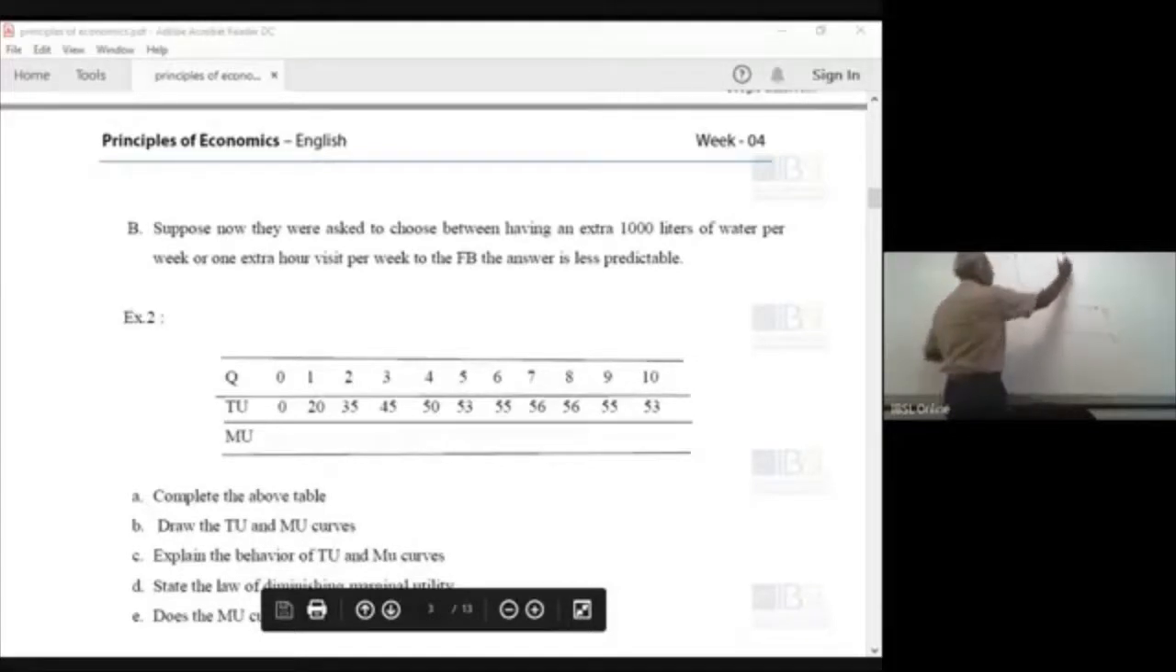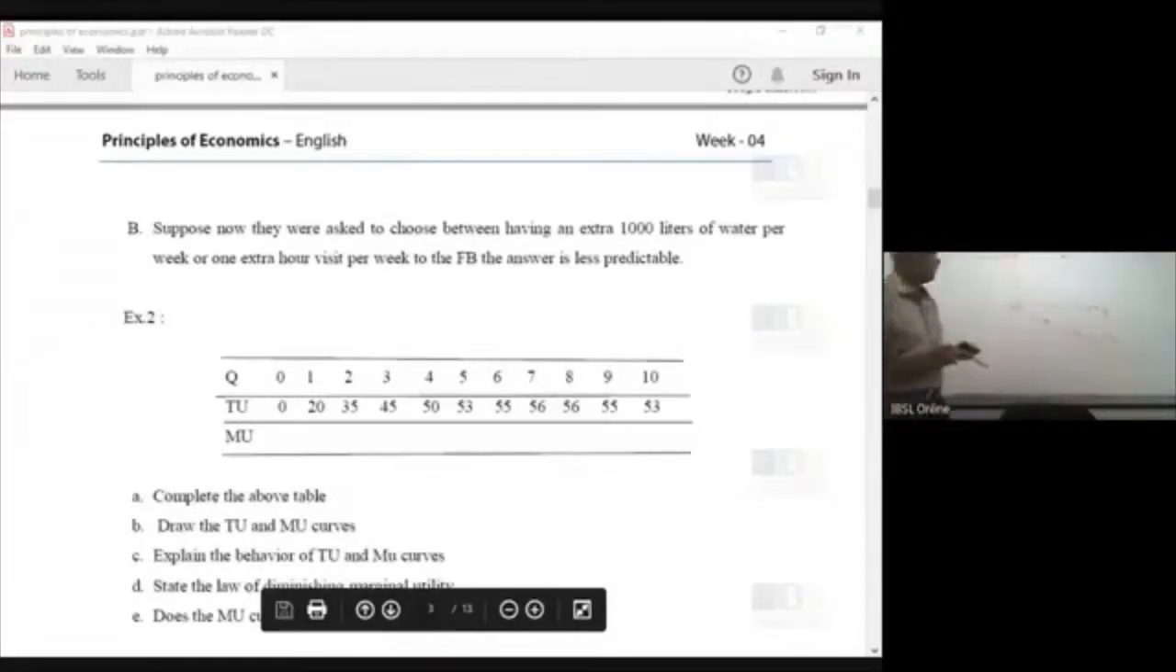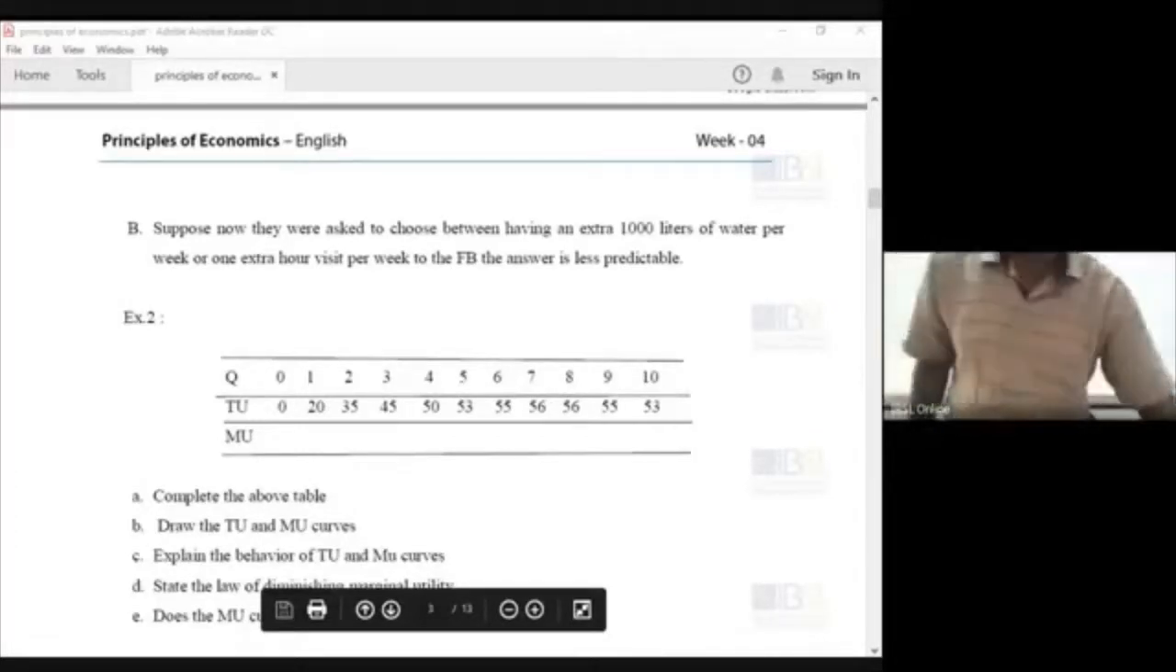When total utility is at the maximum point, marginal utility is 0. When total utility is increasing, marginal utility is decreasing but positive. When total utility is decreasing, marginal utility is negative. At this point, marginal utility is 0. Right? That is the shape, mathematically.